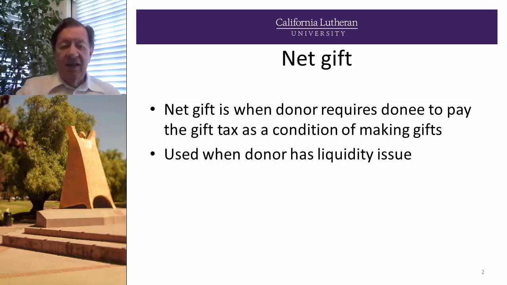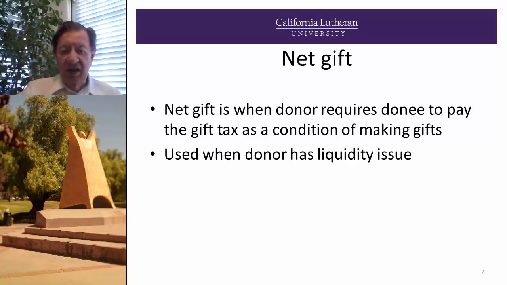Let's see. Start off with net gifts. A net gift is when the donor requires the donee to pay the gift tax as a condition of making the gifts. It's usually when the donor has a liquidity problem. I've had several times where clients wanted to get their assets out of the estate, but there was no liquidity. In one case, the family owned like 5 apartment houses, but there was no way that she could get the gift to her son without having problems because of the gift tax. So what happened is this son picked up the gift tax. And that worked very well for her.